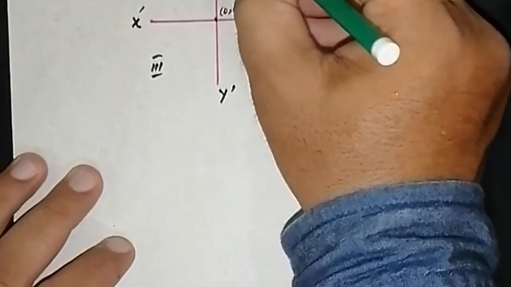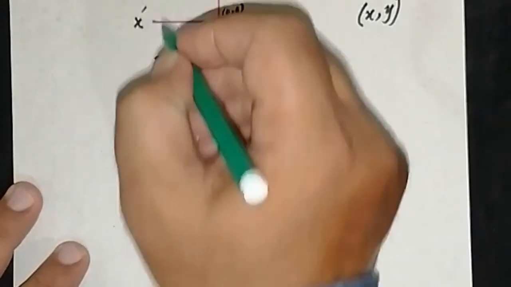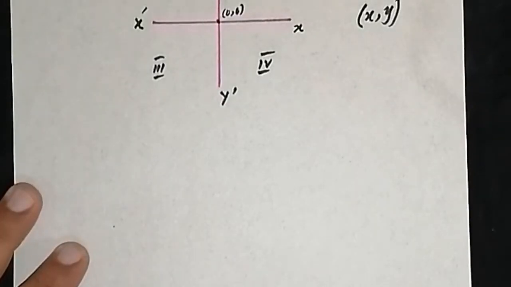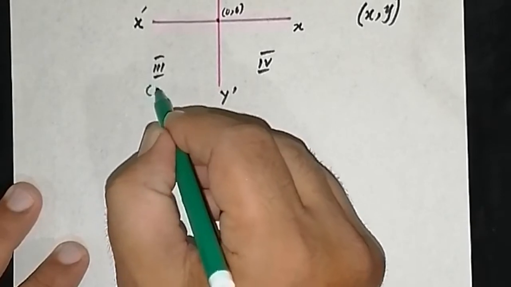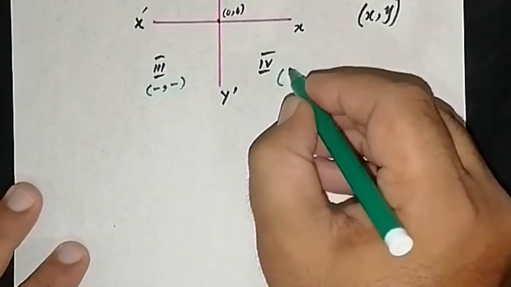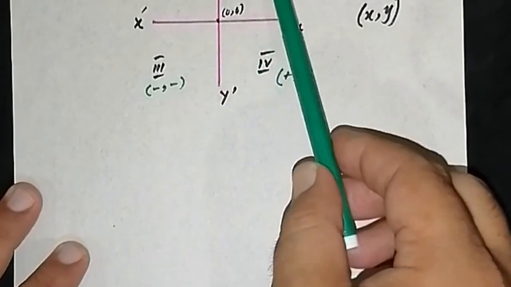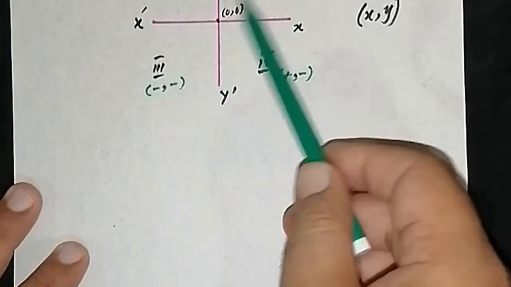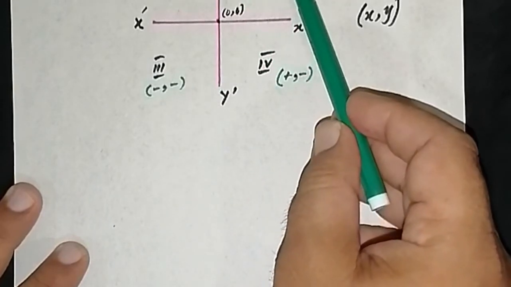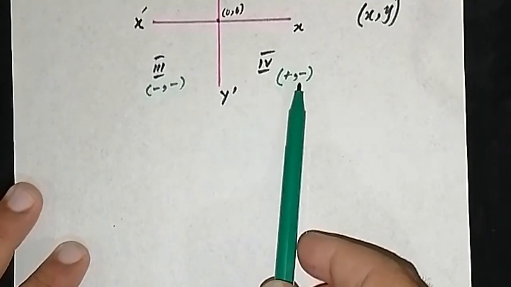In first quadrant, X and Y both are positive. In second quadrant, as you know that this side X is negative, so X will be negative and Y positive. In third quadrant, both X and Y will be negative, opposite of first quadrant. In fourth quadrant, X will be positive and Y will be negative. Your simple method, opposite quadrants will have opposite signs. As you know that in first quadrant both are positive, in the opposite side both are negative. In this, X is negative, in this side X is positive.